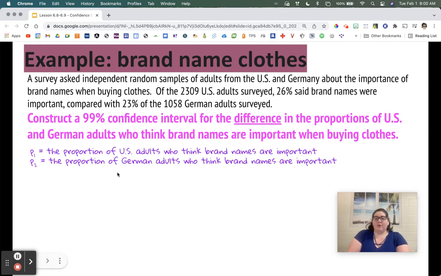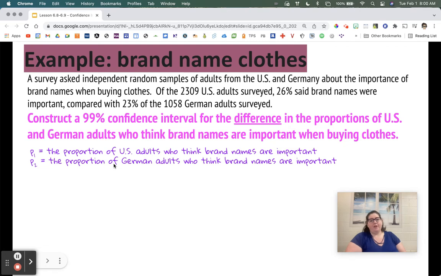The other way that you can do it, and I didn't put this on the slide, but I'll just say it, is you could write one parameter that you're estimating: p1 minus p2 equals the difference in proportions, US minus German, who think brand names are important.